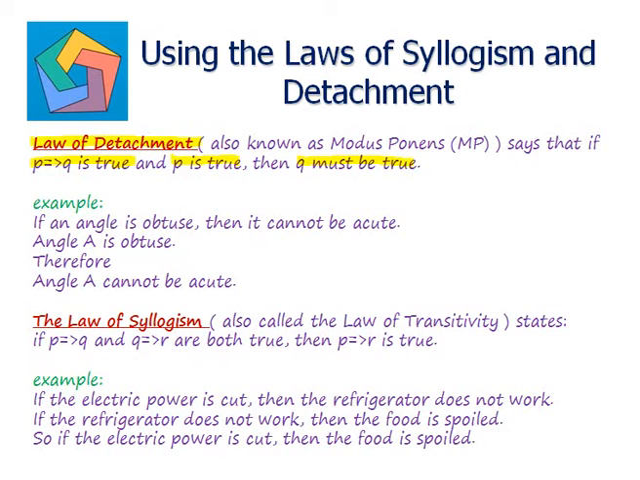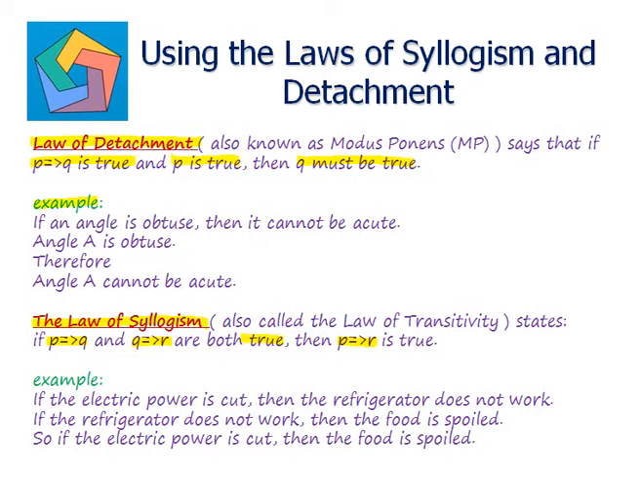For example, we can say if an angle is obtuse, then it cannot be acute. Angle A is obtuse, therefore angle A cannot be acute. And the law of syllogism, also known as the law of transitivity, says if P implies Q and Q implies R are both true, then P implies R is true.